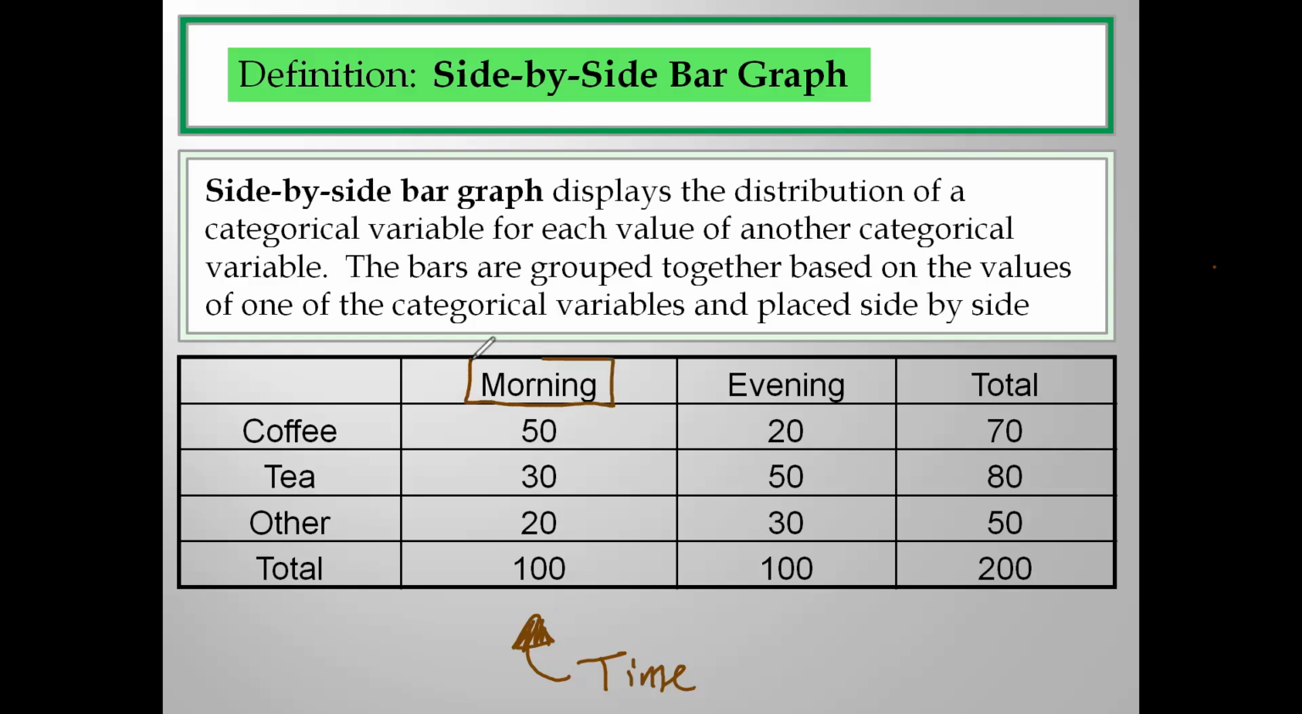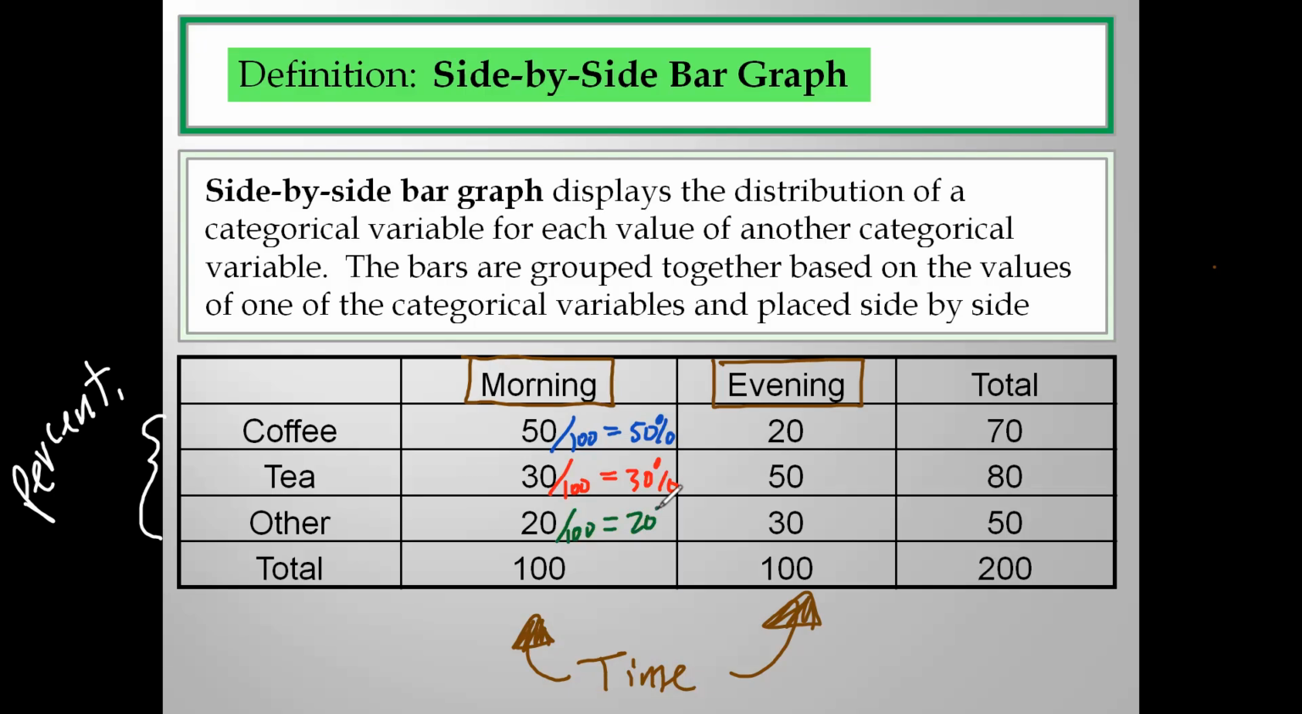Our first set of bar graphs will be morning, and our second set of bar graphs will be evening. The vertical axis would be percent, and the bars will be made up of the percentages for morning coffee, which is going to be 50 divided by 100, and that would give us 50%. The next bar, next to the coffee bar, would be the morning tea, which would be 30 divided by our 100, which is the total for the morning, giving us 30%, followed by our last morning drink, other, with 20 divided by 100, which is our marginal frequency of morning, which gives us 20%.